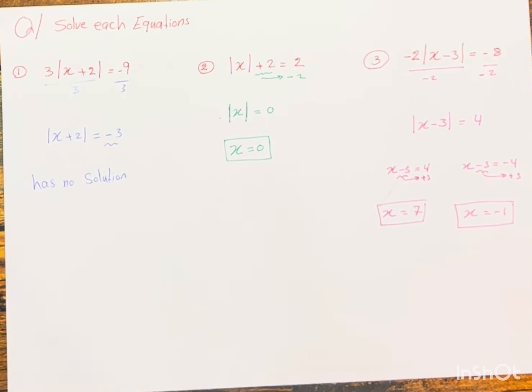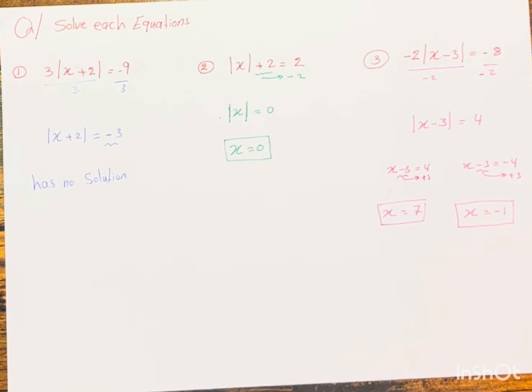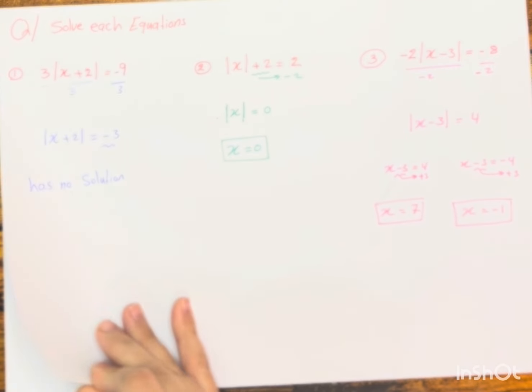As you see, there are two solutions for the absolute value if it's equal to a positive number. There's one solution for absolute value if it's equal to 0, and there is no solution for the absolute value if it's equal to a negative number. What about inequalities?